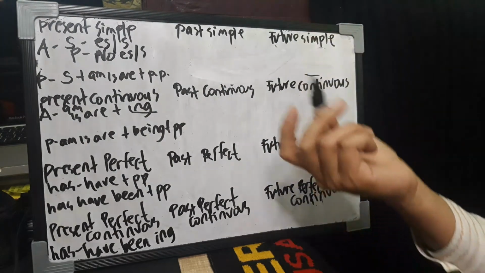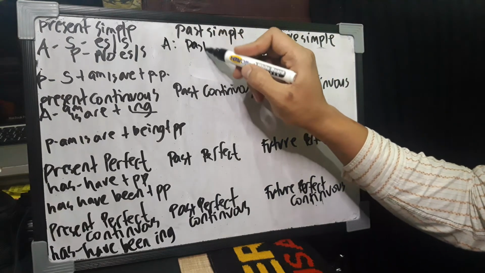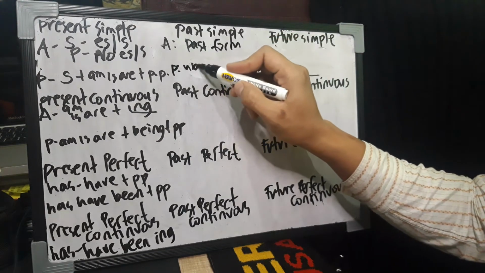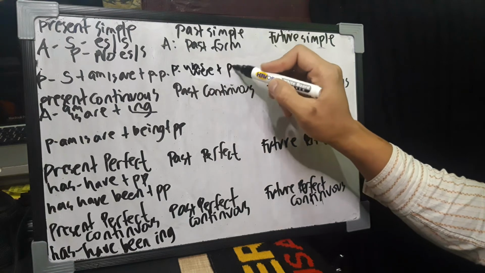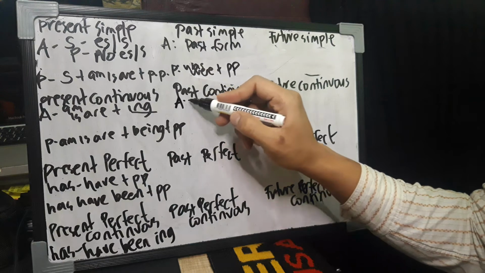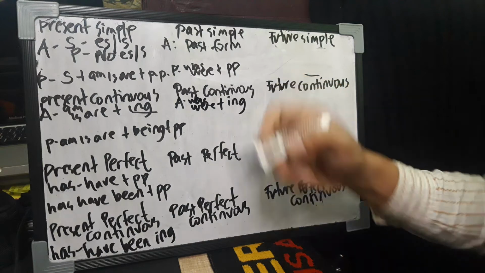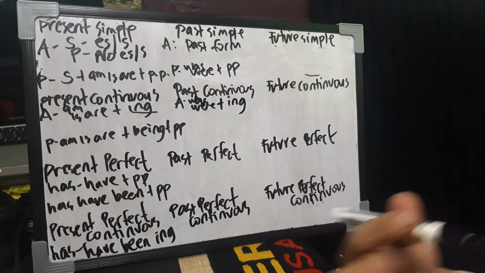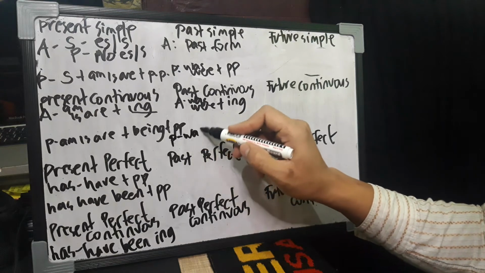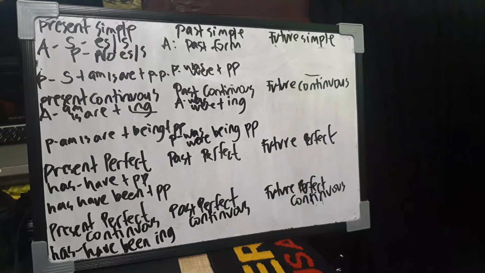Now let's go back to the past simple. If it's active, we just have to use the past form of the verb, and in the passive form, we use was, were plus the past participle. How about, teacher, past continuous for active? Then we use was, were plus ing. How about, teacher, in the passive? We use was, were, being plus the past participle.